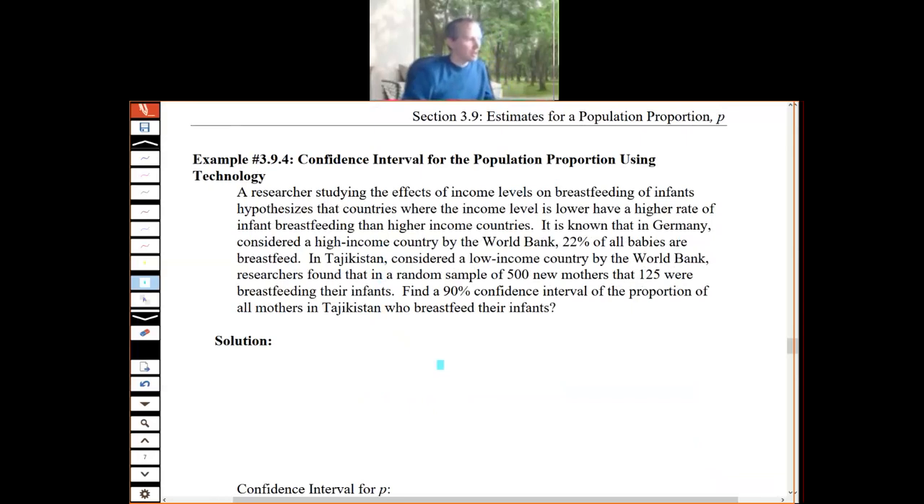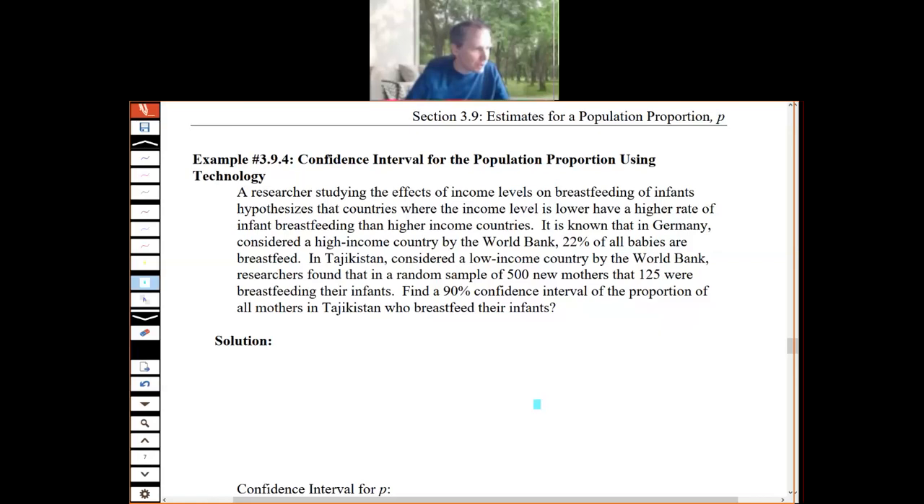A researcher is studying the effects of income levels on breastfeeding of infants and hypothesizes that countries where the income level is lower have a higher rate of infant breastfeeding than in higher income countries. It is known that in Germany, which is considered a high income country by the World Bank, 22% of all babies breastfeed. And in Tajikistan, which is considered a low income country by the World Bank, researchers found in a random sample of 500 new mothers that 125 were breastfeeding their infants. Now notice that they didn't tell us a percent. Here we have a sample and here we have a percentage. So we'll deal with that in a minute.